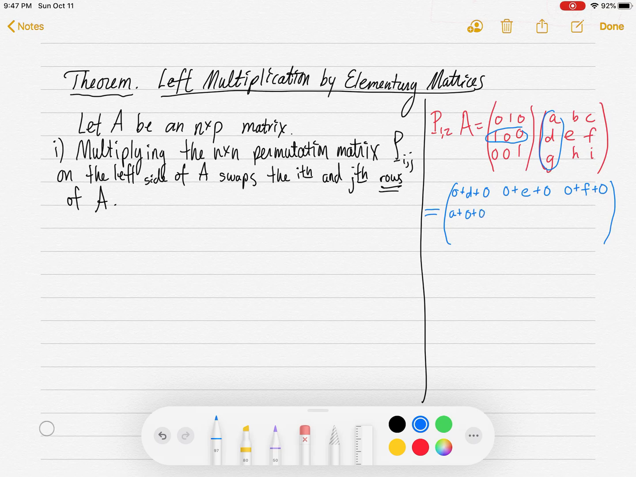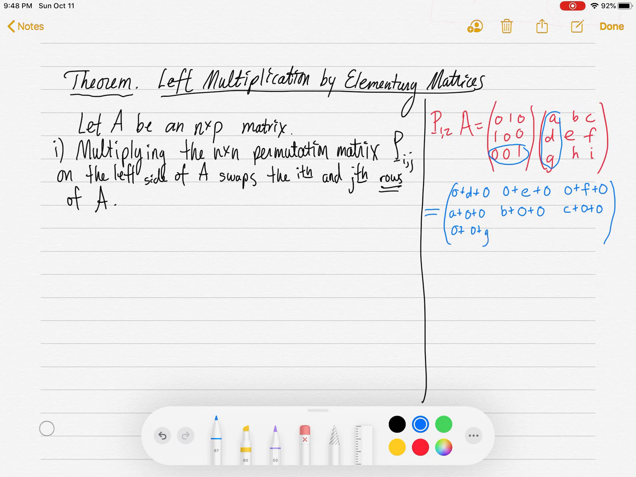First row done. Now on the second row, dot products. First column: 1 times a is a, plus 0 times d is 0, plus 0 times g is 0. Second row, second column: 1 times b is b, plus 0 times e is 0, plus 0 times h is 0. Second row, third column: 1 times c is c, plus 0 times f is 0, plus 0 times i is 0. Okay, done with the second row.